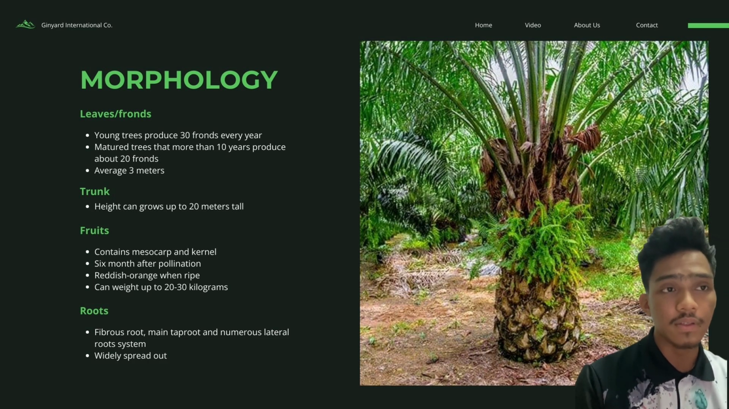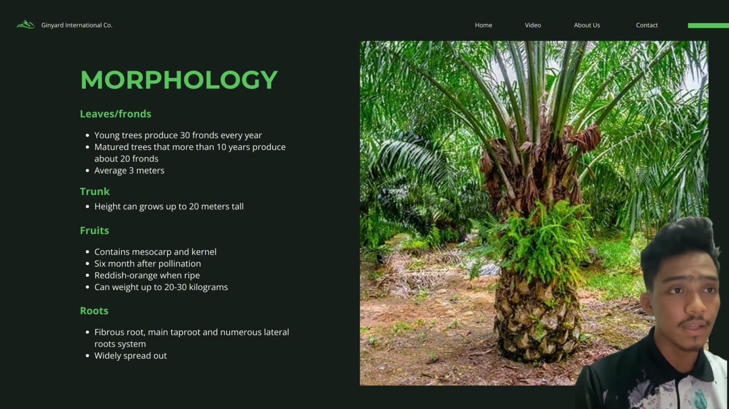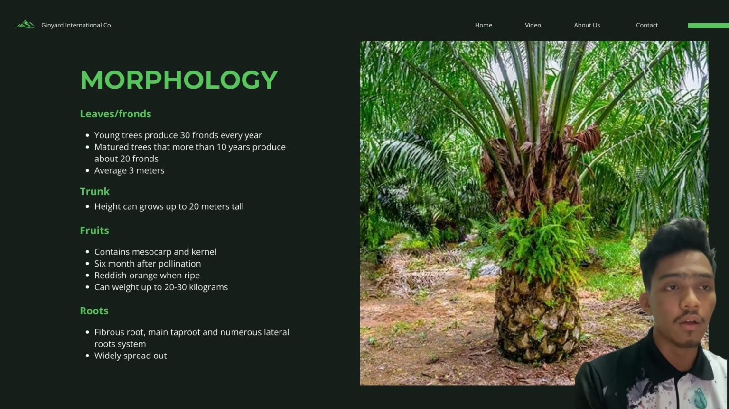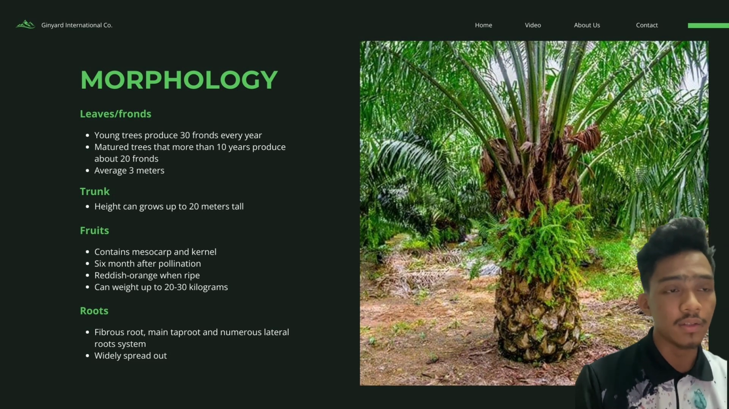For the fruits, they contain mesocarp and kernel. The fruits will be produced 6 months after pollination. The color of fruits is reddish orange when ripe, and it can weigh up to 20 until 30 kilograms for each bunch. The last one is roots. In oil palm, it is a fibrous root, main taproot and numerous lateral root system. Fibrous roots will be widely spread out on the soil or on the ground.